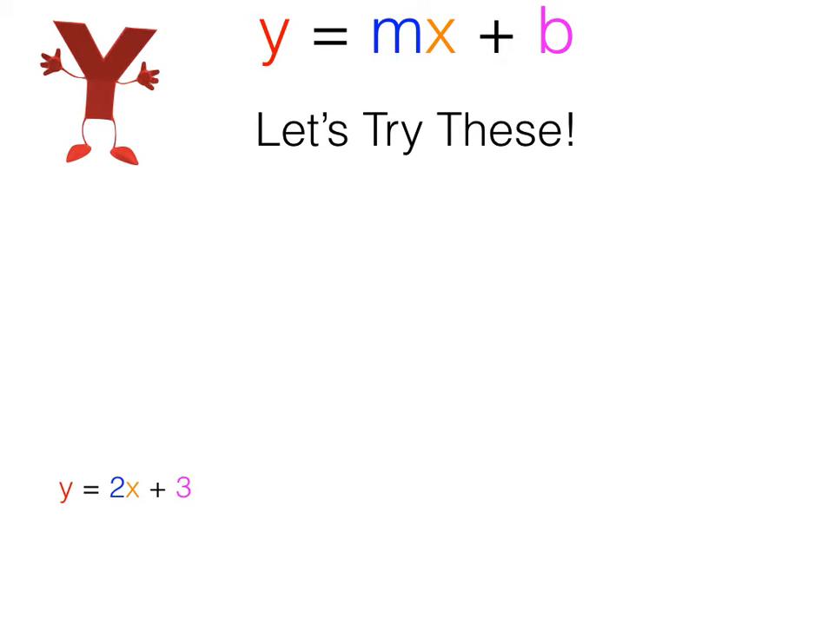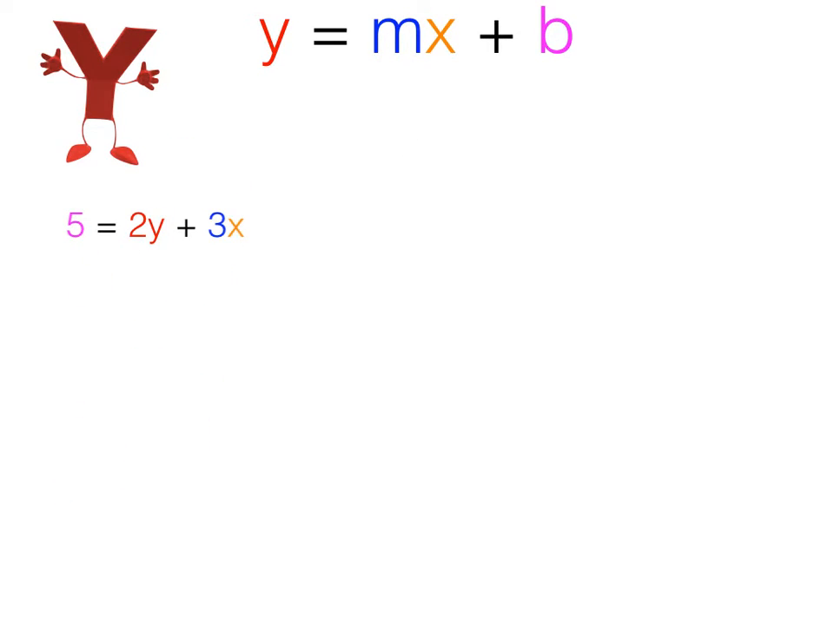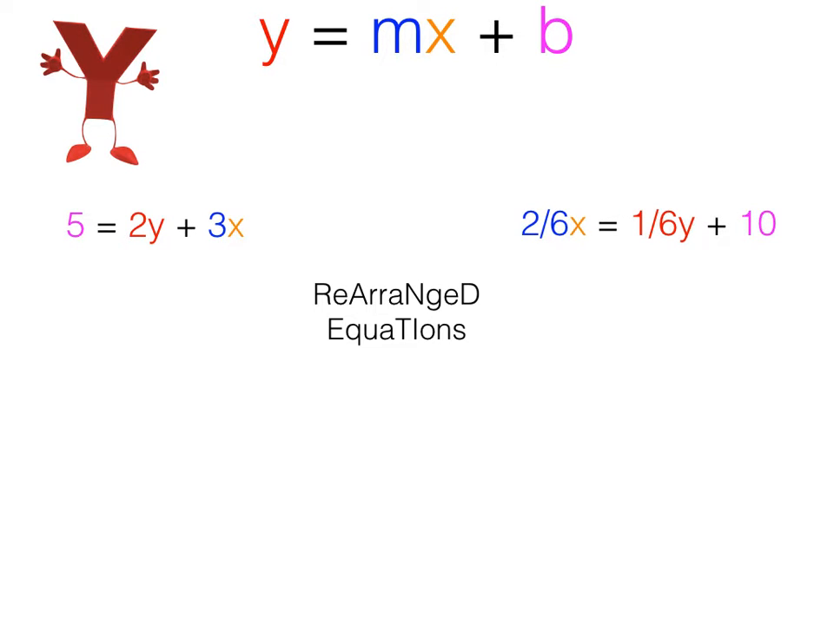Great. Now we will be looking at rearranged equations. When the equation is not in slope-intercept form, we must put it back. The ultimate goal is for the y to be isolated, or on one side of the equation by itself.